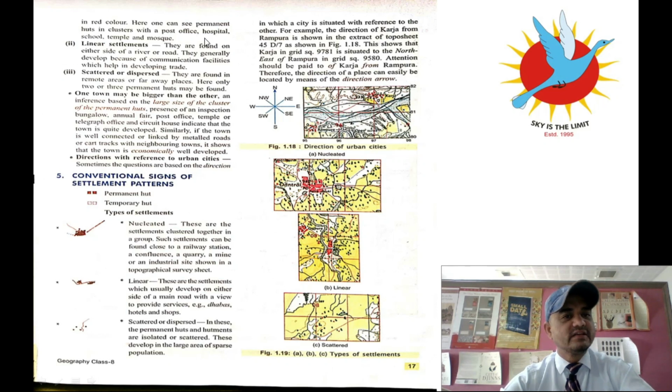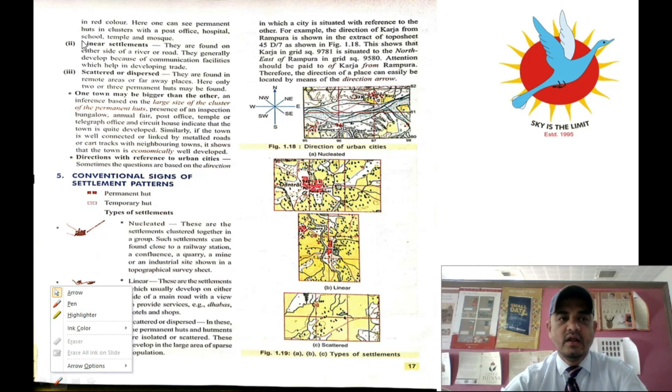Simply put, if the settlement is nucleated, it shows that the settlement contains almost all facilities. That's why people settle over those areas in excess. Why are people not going to settle over the desert areas, toward the mountain areas? Because those settlements are not nucleated and permanent. So where the nucleated settlements are there, where the permanent settlements are there, in those areas almost all the facilities are provided.